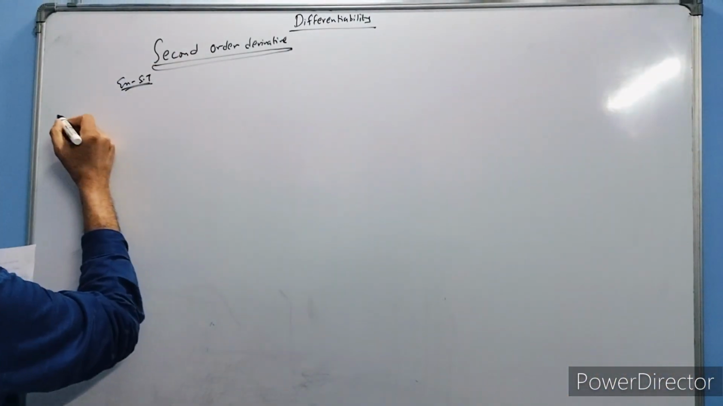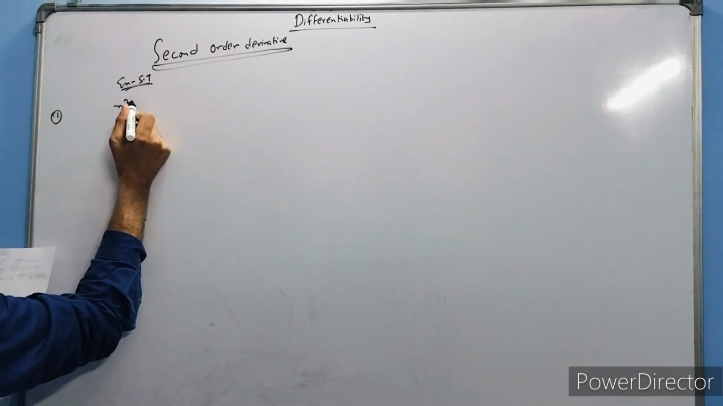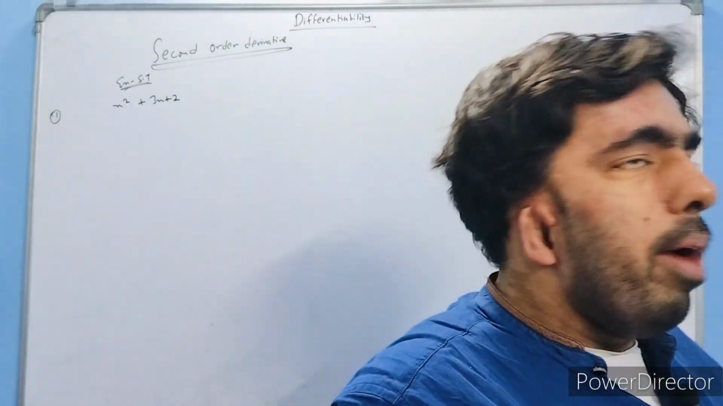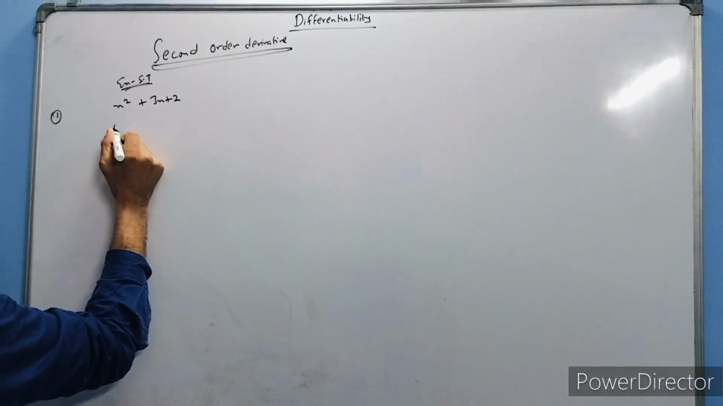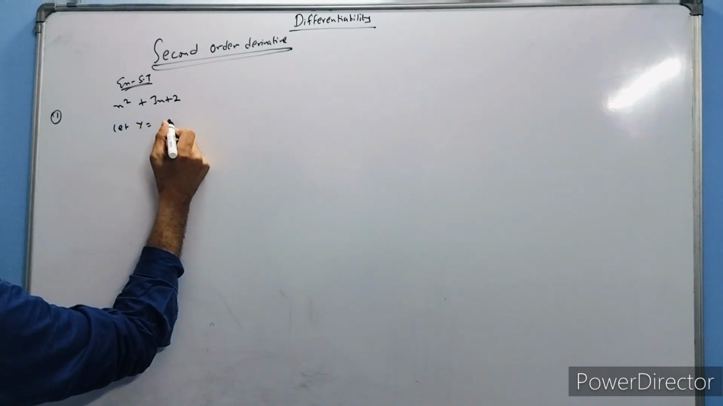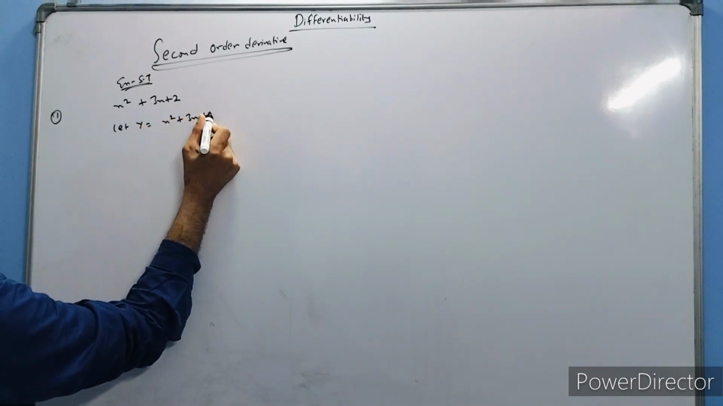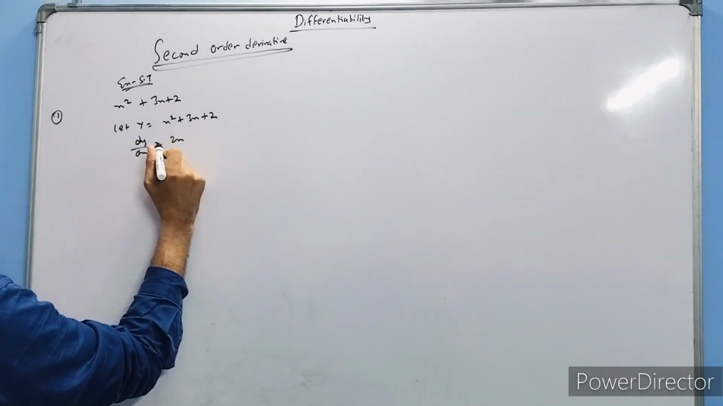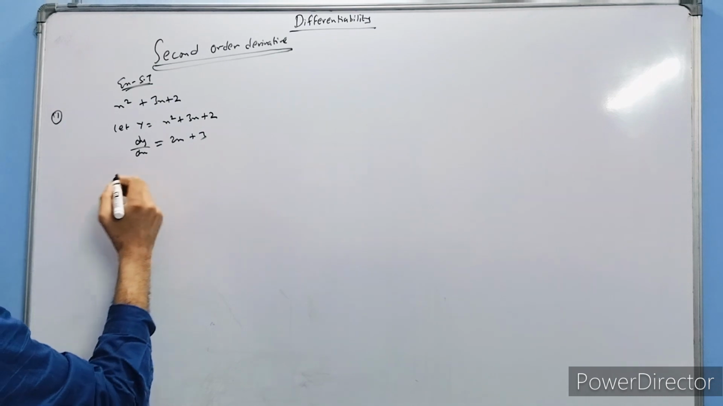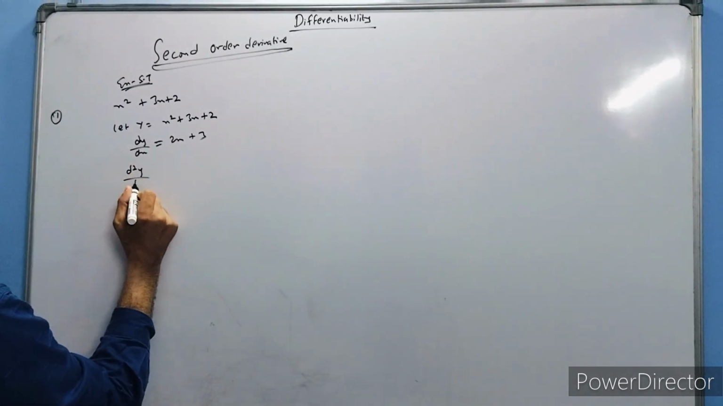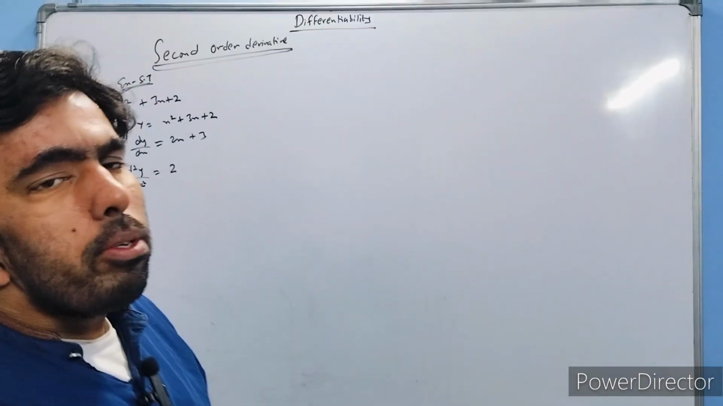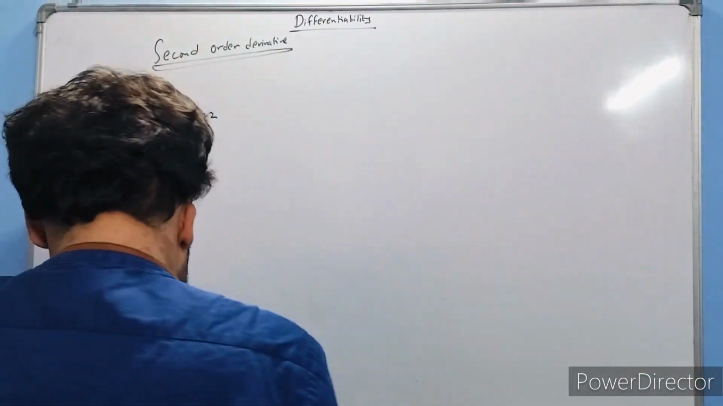The first question I have is x square plus 3x plus 2. Let's try to find its second order derivative. Let y is equal to x square plus 3x plus 2. Now dy upon dx is equal to 2x plus 3. Now again differentiate this, so I got 2. That is how we try to find the second order derivative.